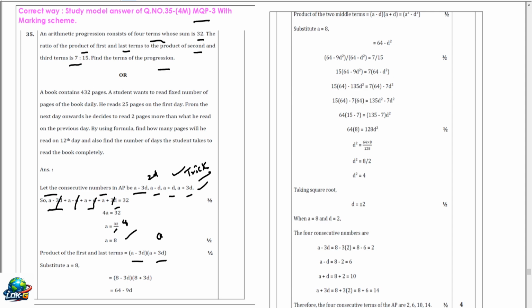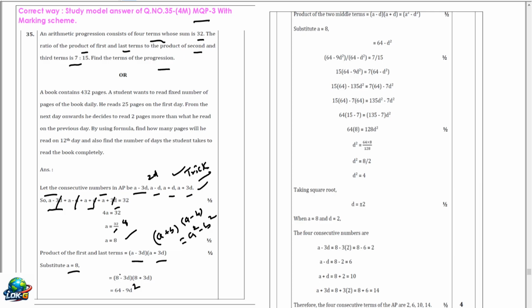Is it not in the form of A plus B into A minus B? A plus B into A minus B. When you put A is equal to 8, 8 minus 3D into 8 plus 3D. A square minus B square. Right? Now what you can get is 8 square is 64, minus 3D square is 9D square.